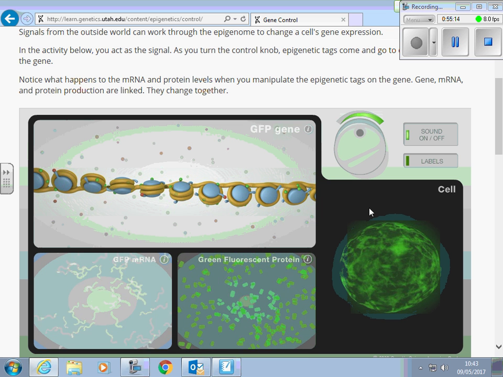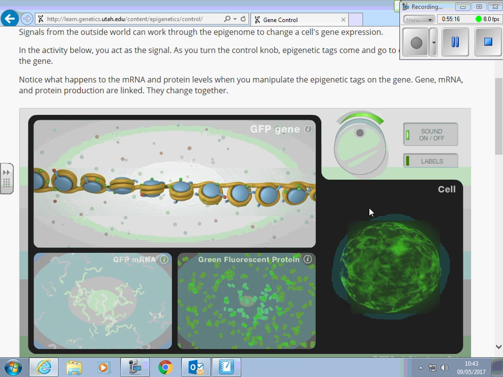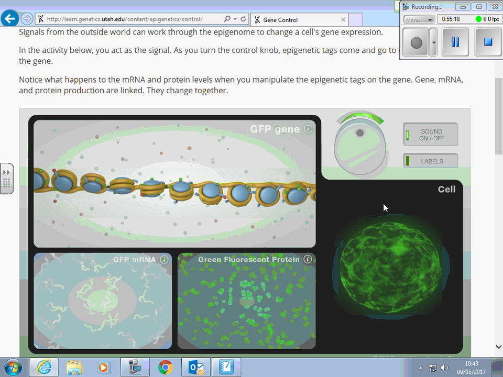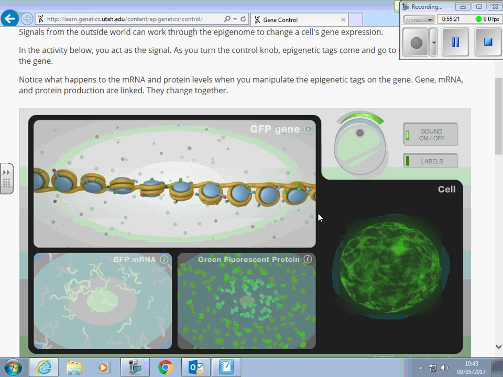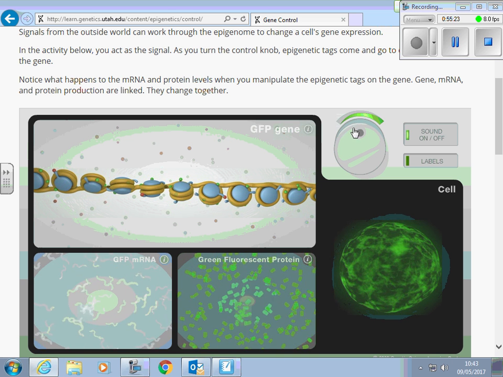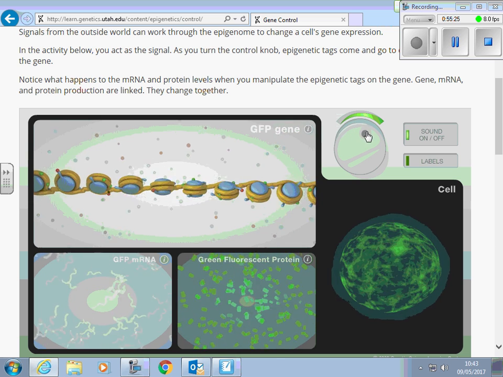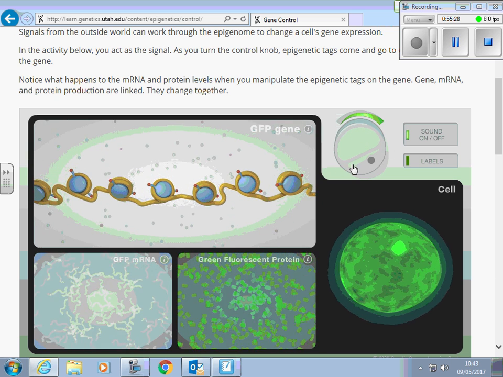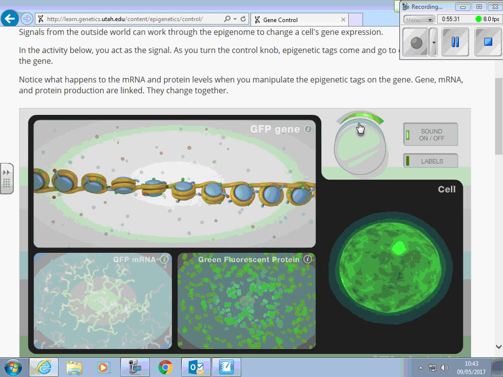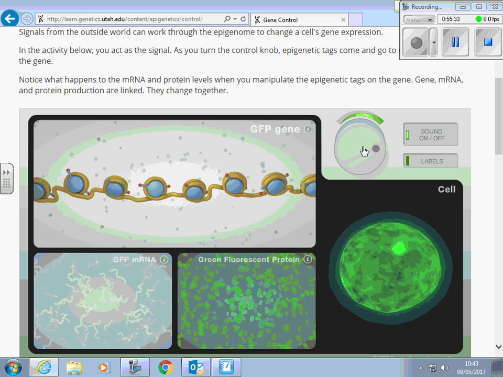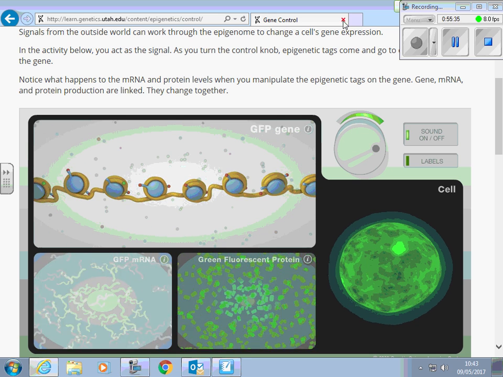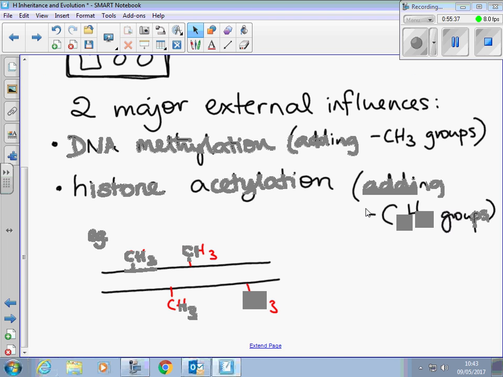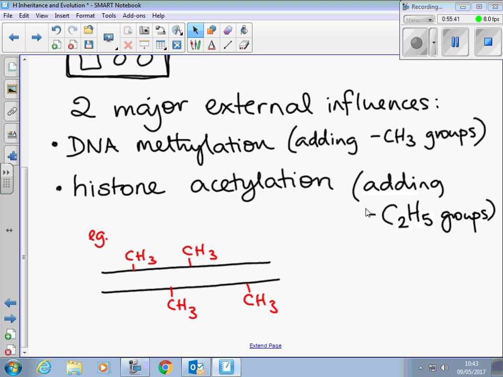It's an interactive lab thing on epigenetics. This is the GFP gene, which shows the green fluorescent protein, and you can change it. This is the DNA around the histones, and you can see there are different little tags being added on there. You can play with that. There's loads of stuff on both of those sites that can fill this out now.